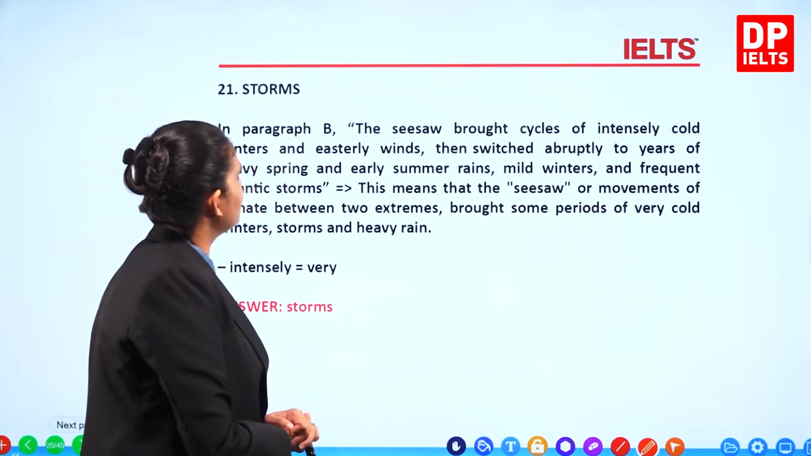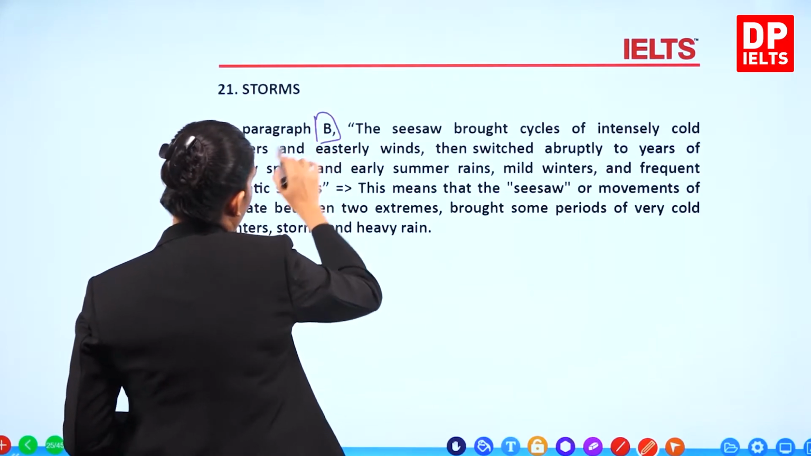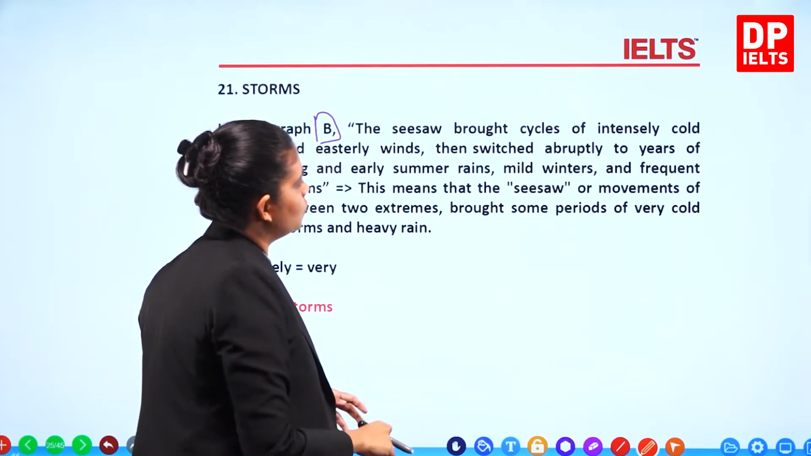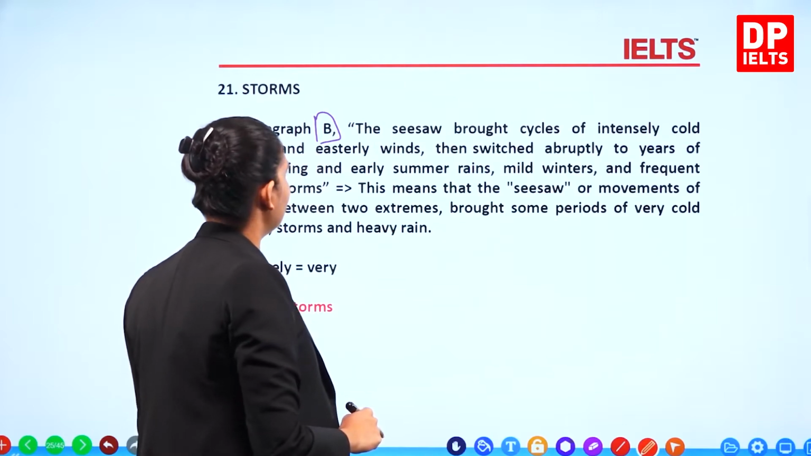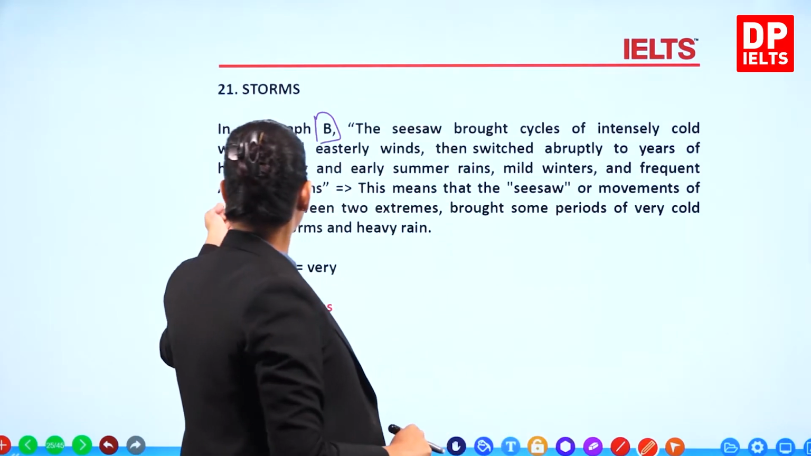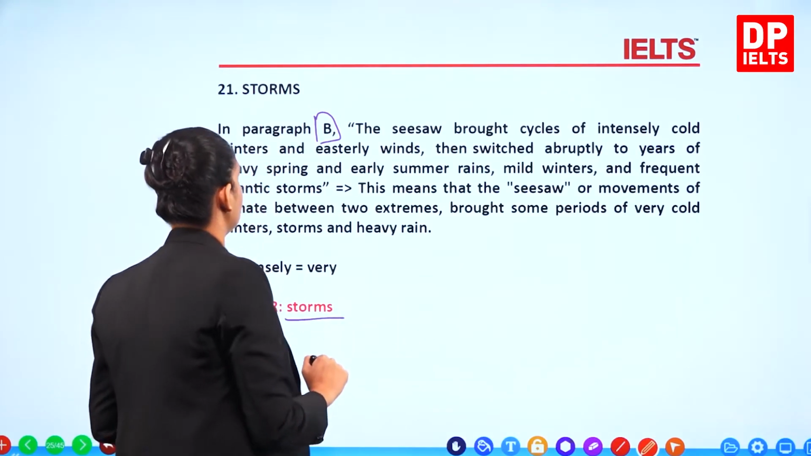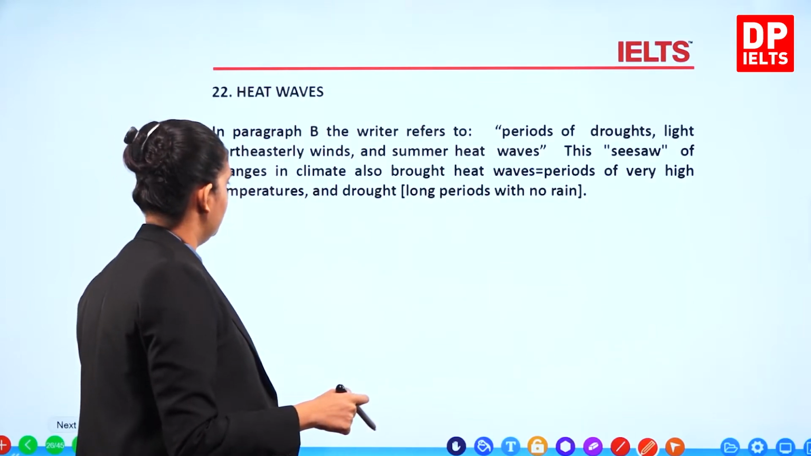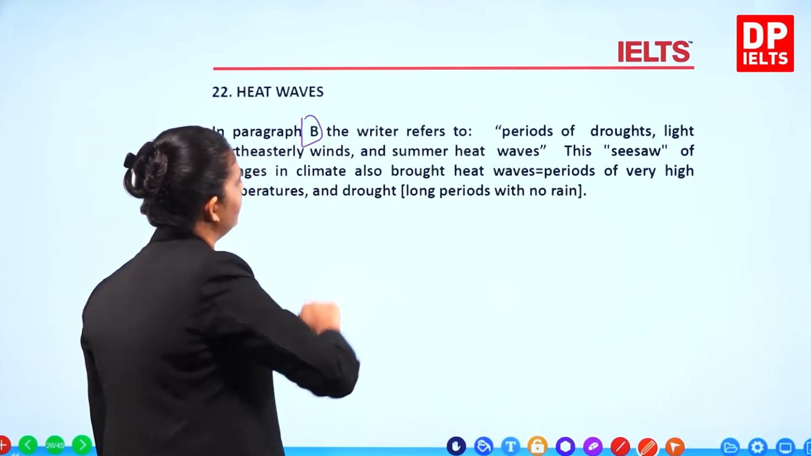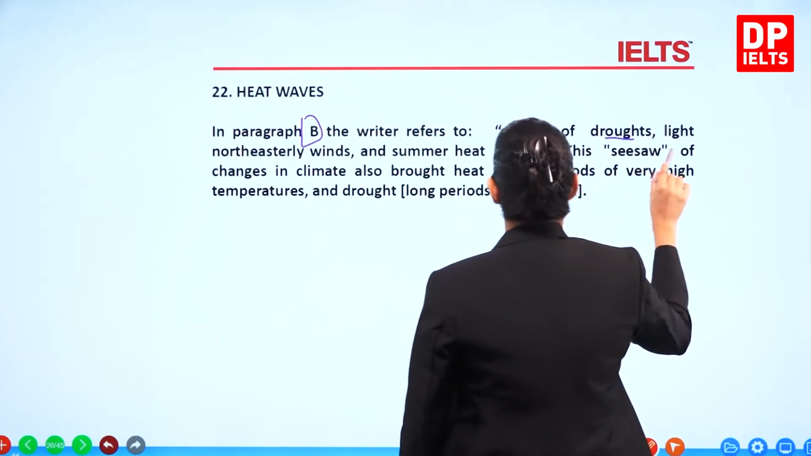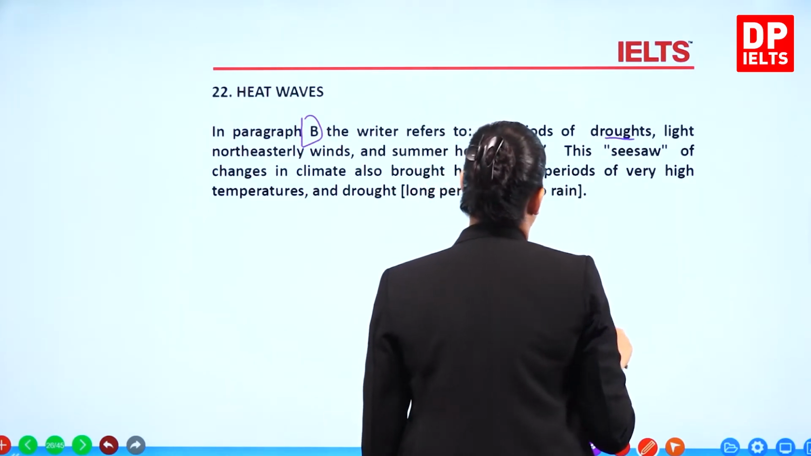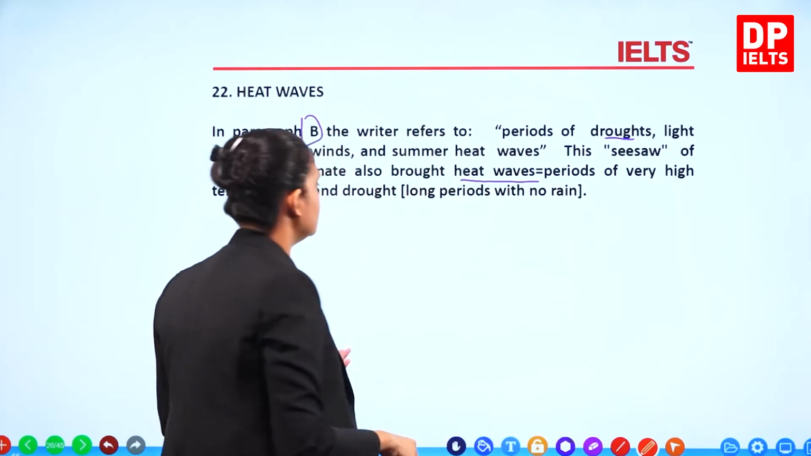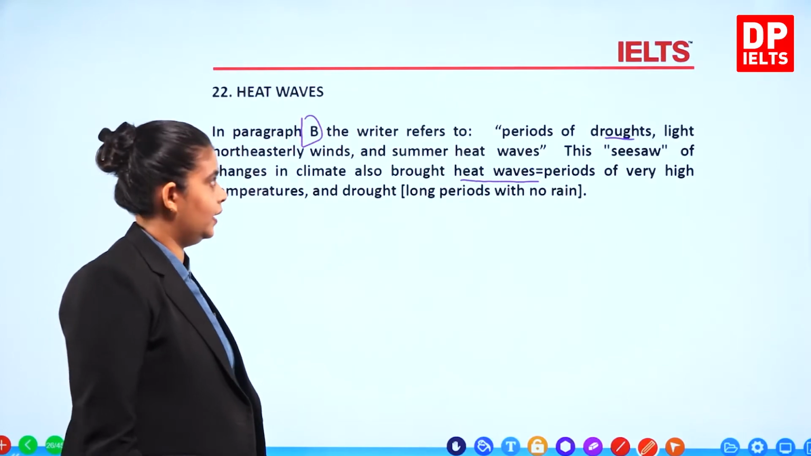Right, 21 answer is storms. So if you go to paragraph B, the seesaw brought cycles of intensely cold winters, easterly winds, right, and then switched abruptly to years of heavy spring and early summer rains, mild winters, and frequent Atlantic storms. So the answer should be storms, right? Question number 22. Heat waves is the answer. If you go to paragraph B, the writer refers to periods of droughts, light northeasterly winds and summer heat waves. So this seesaw of changes in climate also brought heat waves, right? Periods of very high temperatures and drought. So the answer should be heat waves.